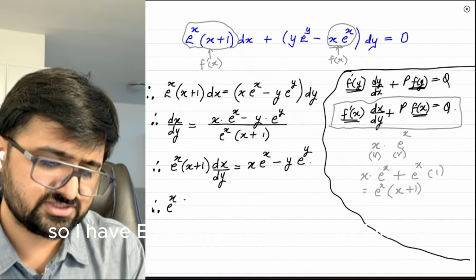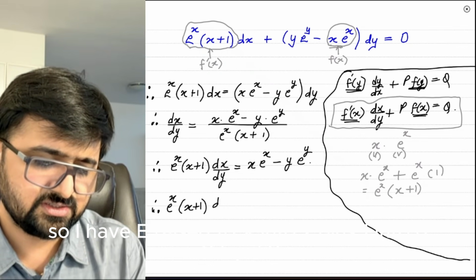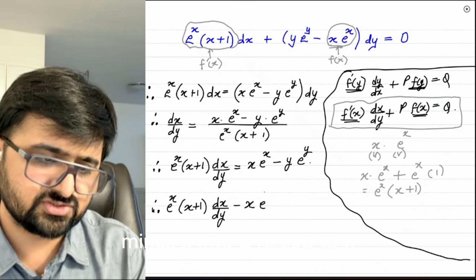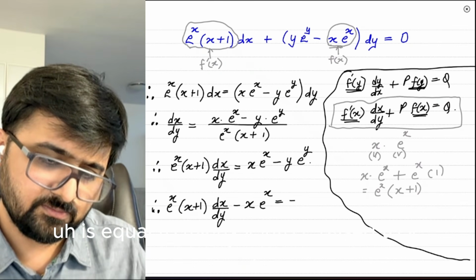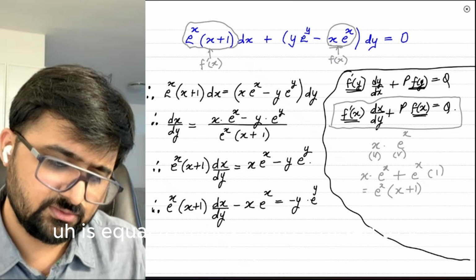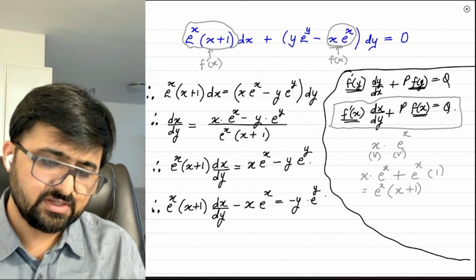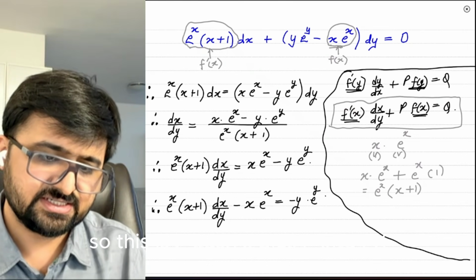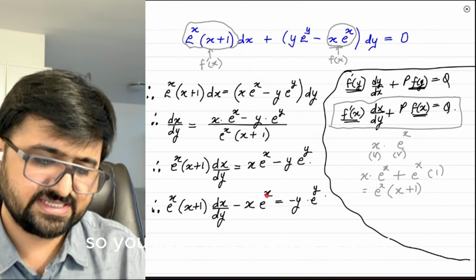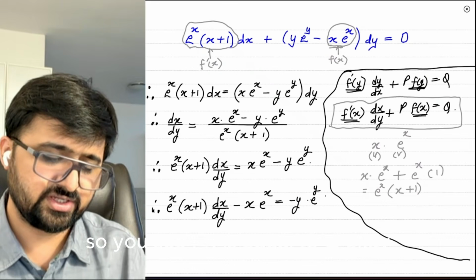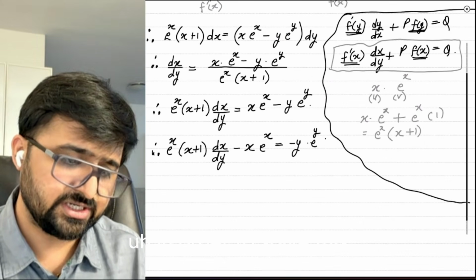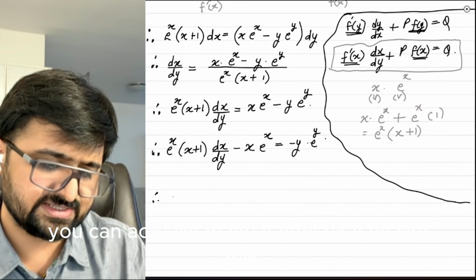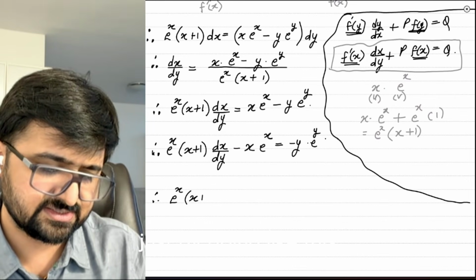So I have e raised to x into x plus 1 into dx by dy minus x into e raised to x is equal to minus y into e raised to y. Okay. Now this is of the type f dash x plus p into fx. So you see fx is equal to q. Okay. So therefore, in order to solve this, remember that if there is a plus here, you can actually make it look exactly like this just by doing like this.